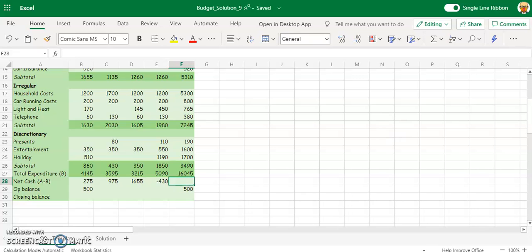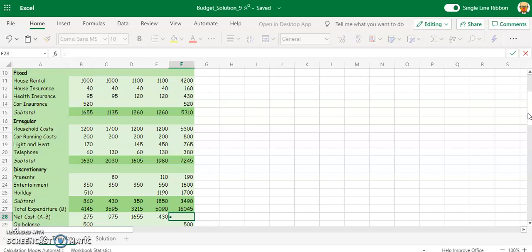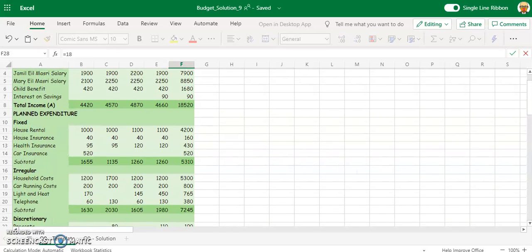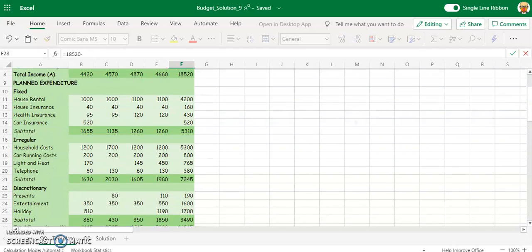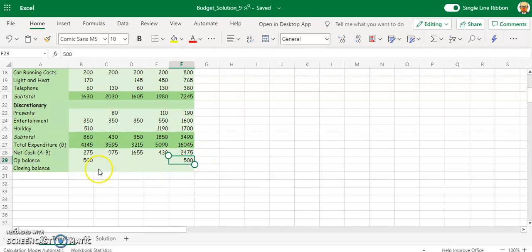And then the last part, our total, is going to be equal to 18,520 minus 16,045. So that's our net cash. So we've got our opening balance, which was given at the start of the question, 500, and we put that in for January, and we put it in for our total.